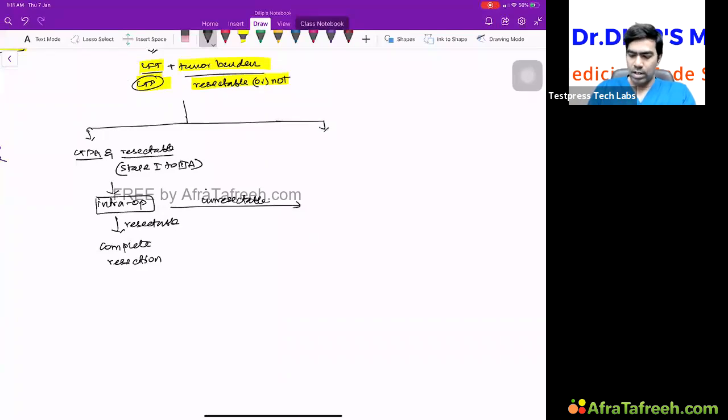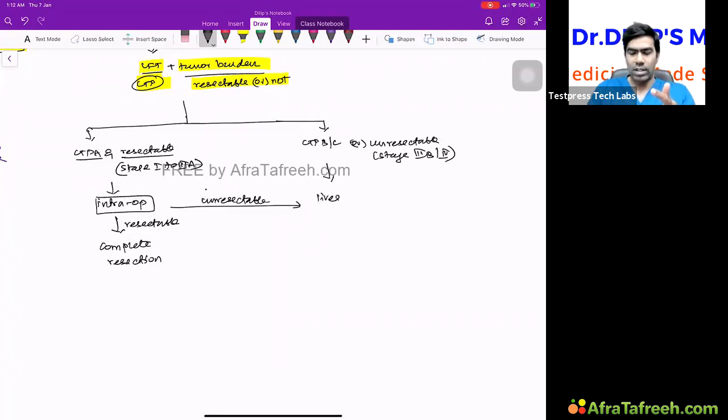If the patient has poor liver function, in the setting of Child B or Child C, or if the tumor is deemed unresectable by tumor burden, which means the patient has a stage 3B or stage 4 disease, either T4 or N1 or M1 disease, then you have to see whether the patient is a liver transplant candidate or not.